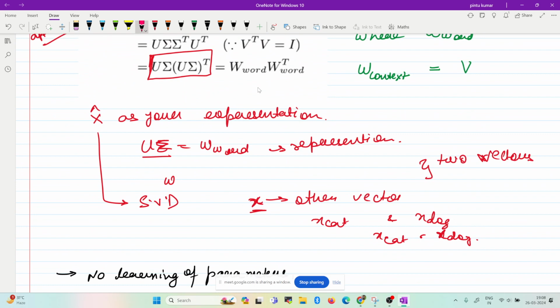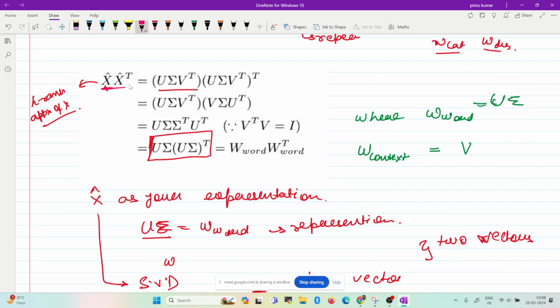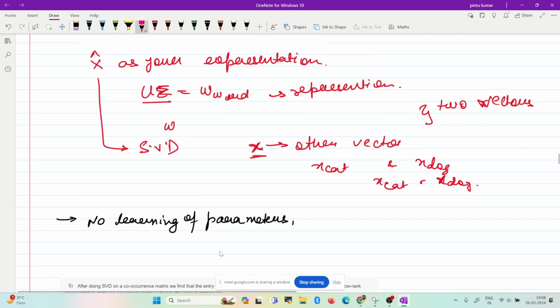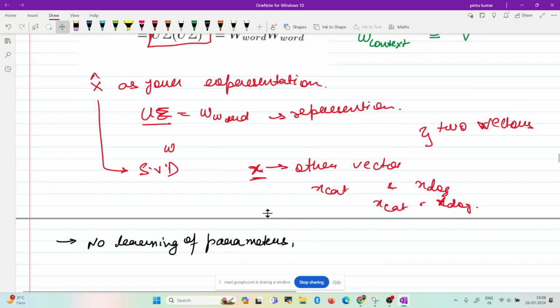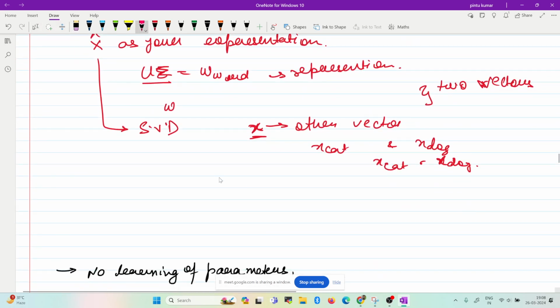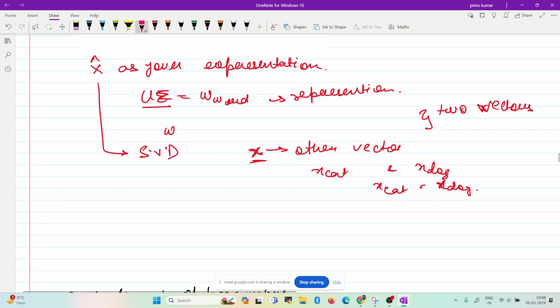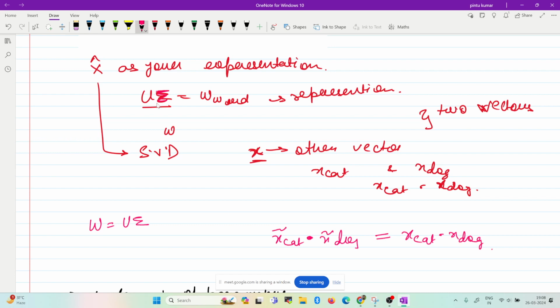So what this particular derivation means is, if you had SVD and you obtained vectors x cat and x dog, and now if you just take U sigma, so you represent this W by U sigma, and your new representation is, let's say, x hat cat and x hat dog, then the dot product between x hat cat and x hat dog is the same as x cat and x dog. And this U sigma now has these vectors x that are over here. These are k dimensional vectors.